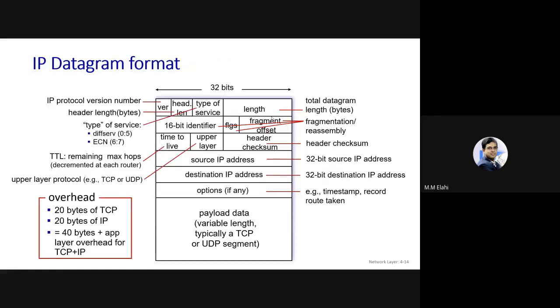So you can see overhead 20 bytes was at TCP, similarly 20 bytes of IP. So it will be added in the network layer with application layer header plus TCP header plus IP header.